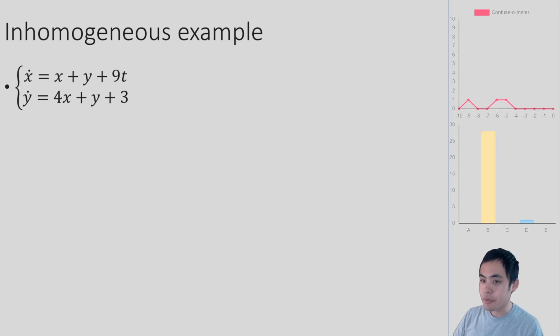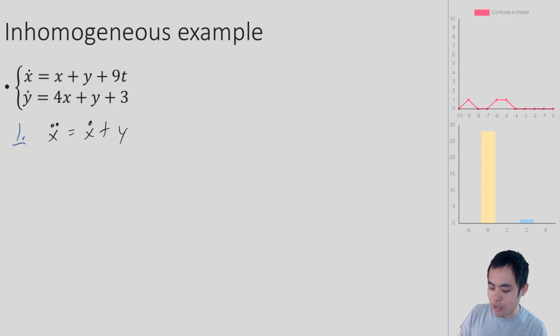So the first step is you're going to take x dot and get x double dot is equal to x dot plus y dot plus 9. Note that that's because you're taking the derivative with respect to t of 9t, which is just equal to 9. Okay, so that's just the first step. We just take the derivative.